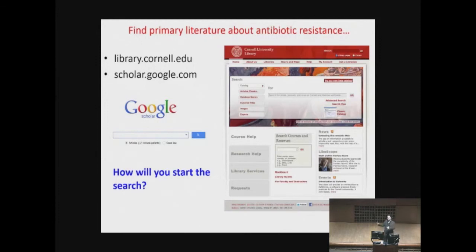And a few years ago, Google Scholar was a big no-no, the evil. But now, actually, Mann Library and the Cornell Library System works together with Google Scholar to develop a new search engine. So it's easier for us scientists to find these primary literature. The challenge is that how are you going to start that? Right? How are you going to find these papers?